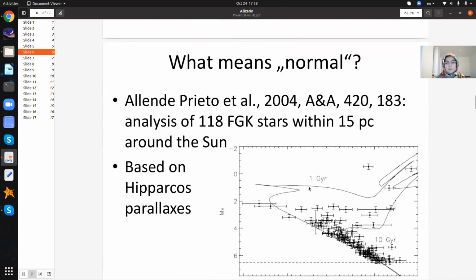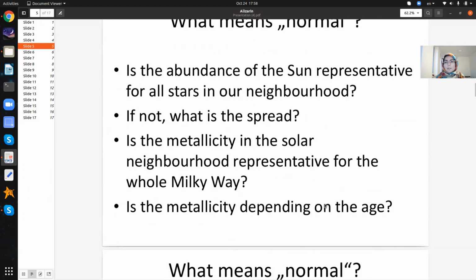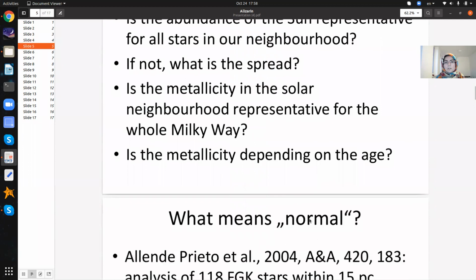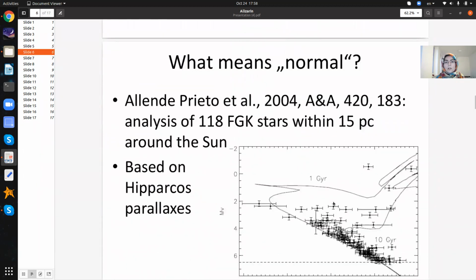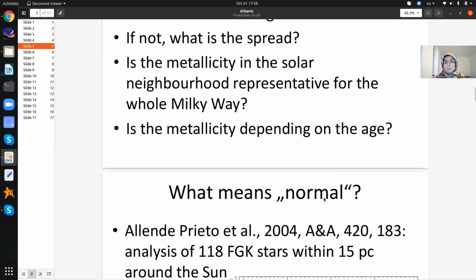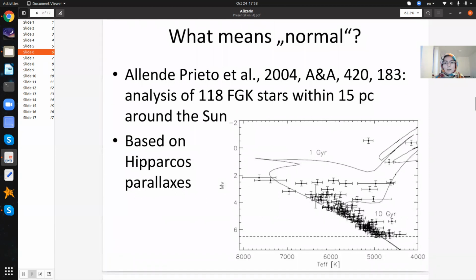For the first question, we can say yes. The abundance of the sun is representative for all stars in our neighborhood. For example, in here, someone made estimates for 180 stars within 15 parsecs around the sun. And they saw that, yes, the abundance of the sun is representative for the whole neighborhood.